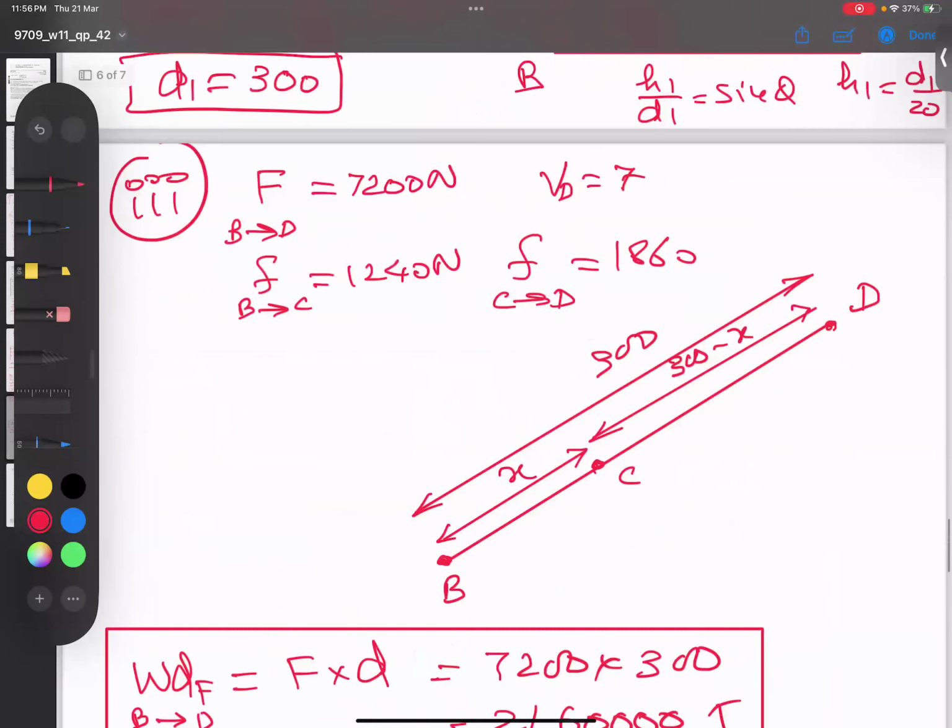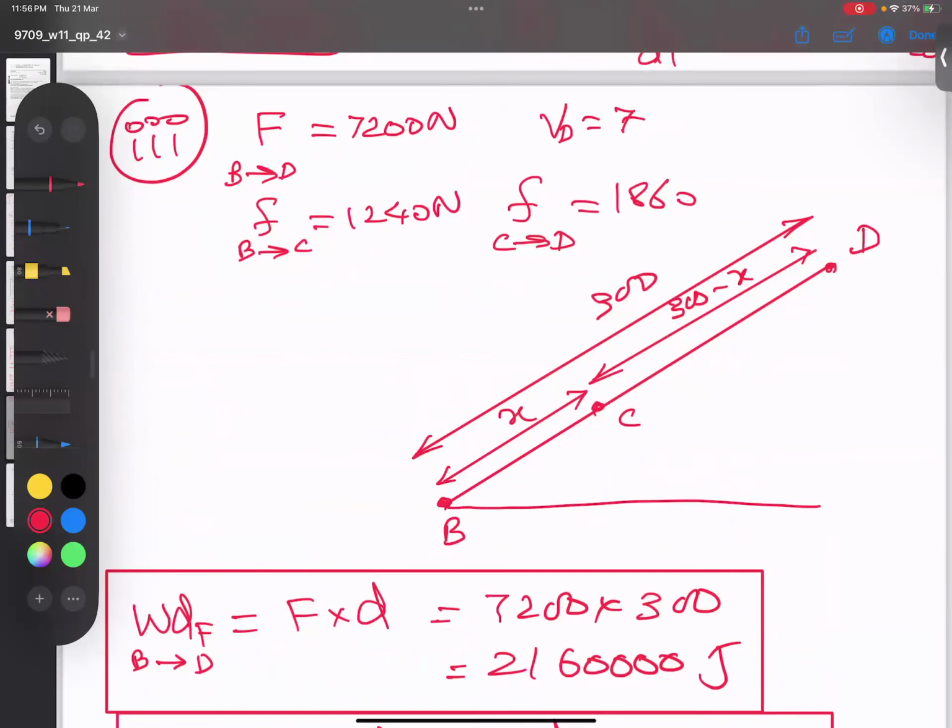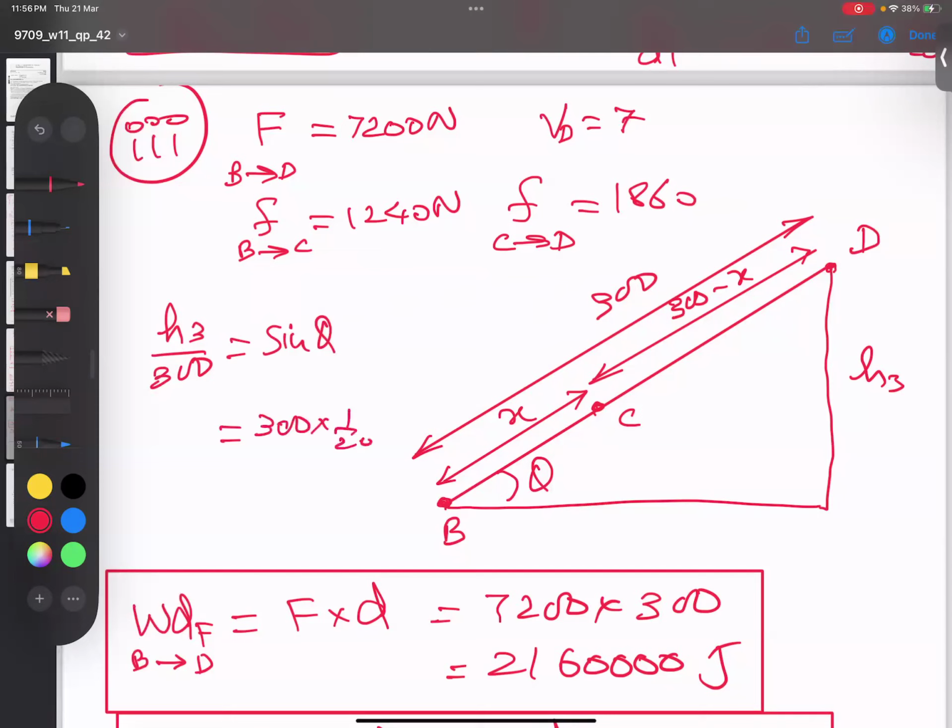Now students, when it's traveling from B to D, if you look carefully, we can apply the magic formula. This is a height, a third height I can say here. If I write the height with this theta, what is the formula? Opposite by hypotenuse. For your knowledge, 300 we have, equal to sine theta, and sine theta I got as 1 by 20. So 300 times 1 by 20. I need the third height. The 0 cancels, I got 15 meters. So this height is 15 meters.